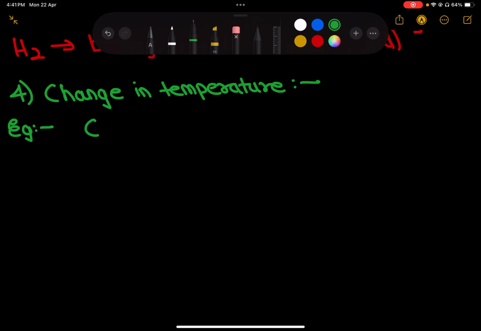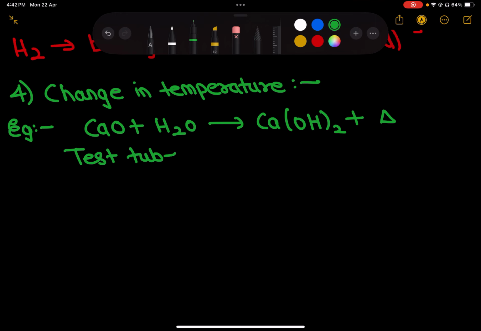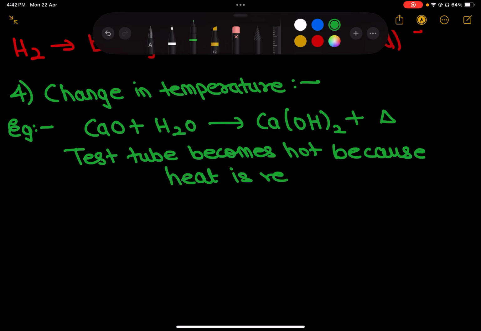For the first one, CaO plus H2O gives, sorry, Ca(OH)2 plus heat. So here the test tube becomes hot because heat is released into the atmosphere. This reaction releases heat, and hence the test tube becomes hot. It becomes warm, so you can see the heat released here. Simple.